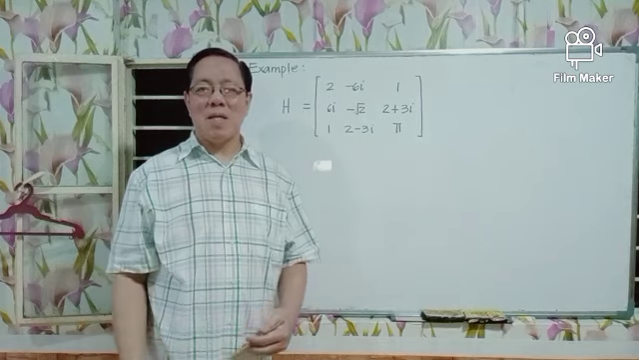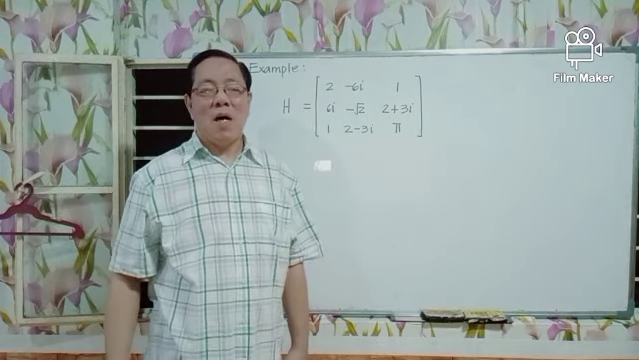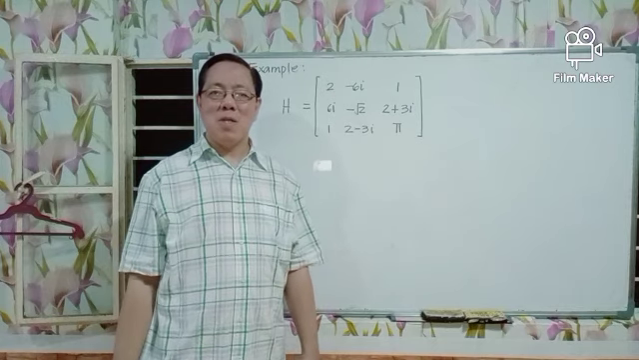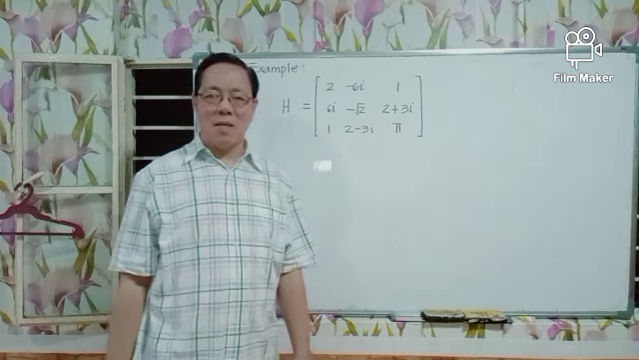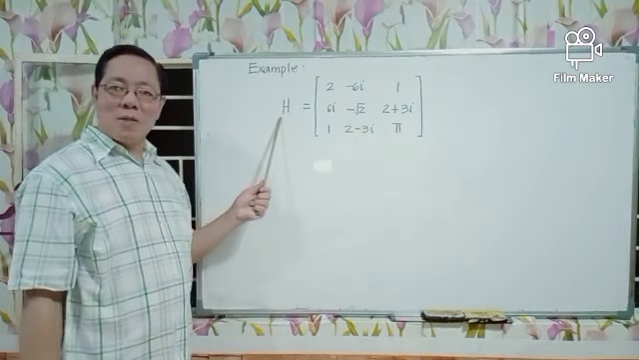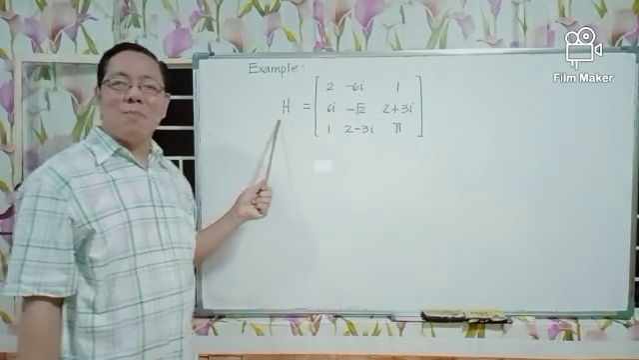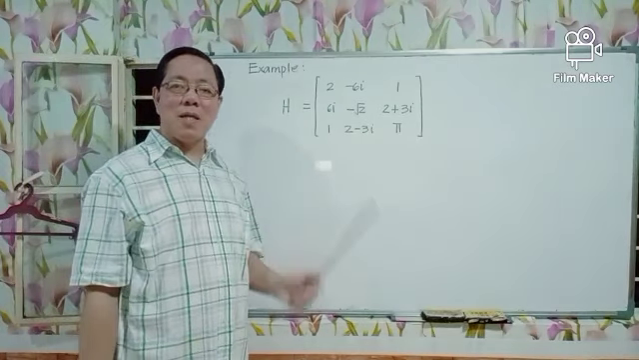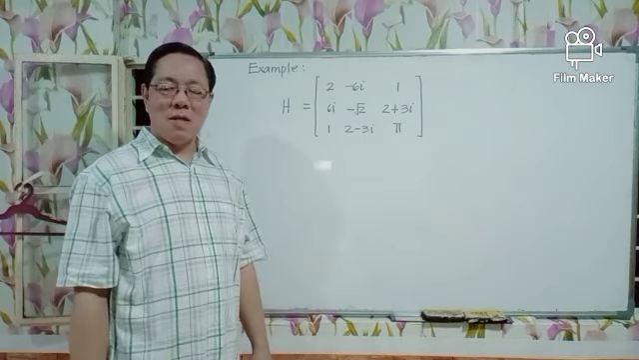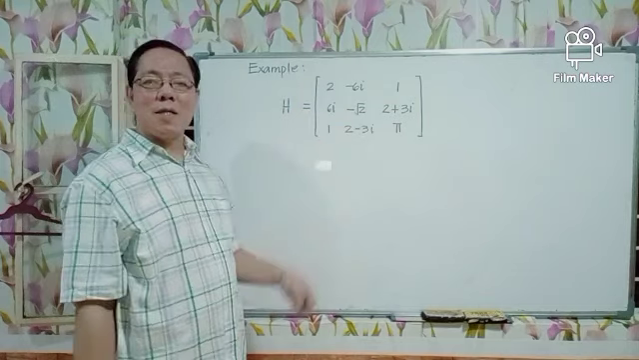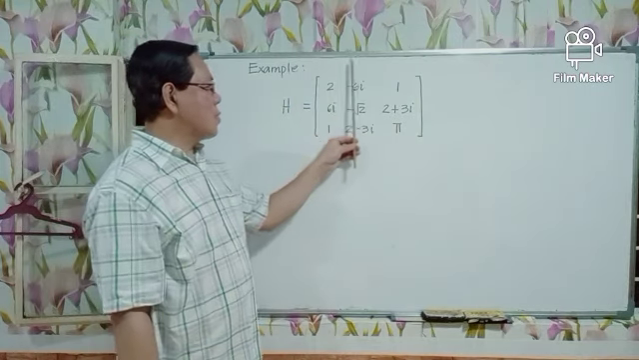Consider the square matrix H. We verify if the square matrix H is a Hermitian matrix. A Hermitian matrix must be a square matrix. And the matrix H is a square matrix. In particular, it is a 3 by 3 matrix because it has 3 rows, 1, 2, 3, and 3 columns, 1, 2, 3.